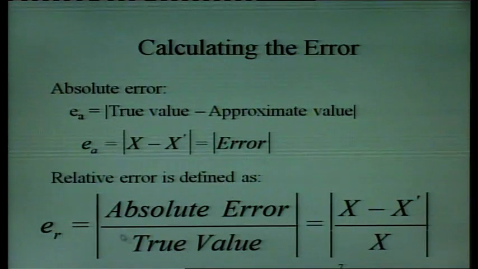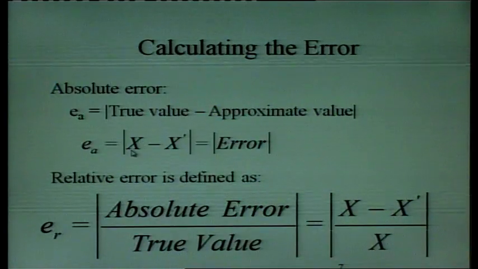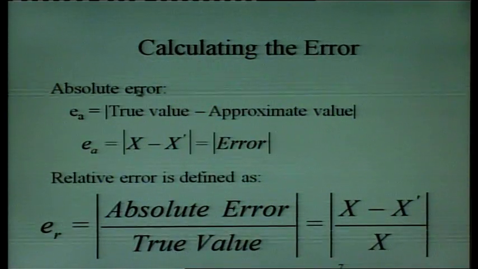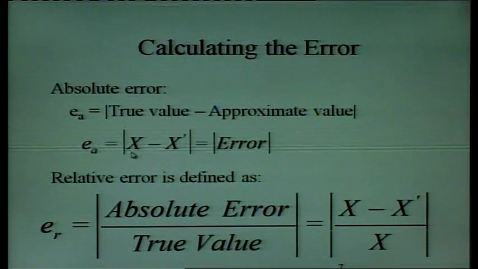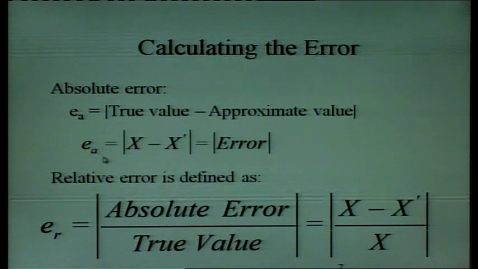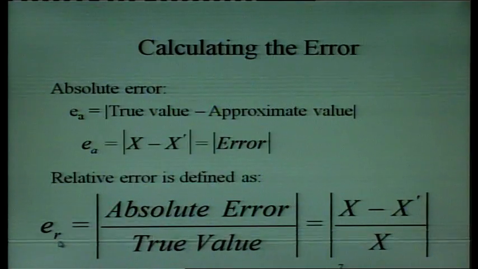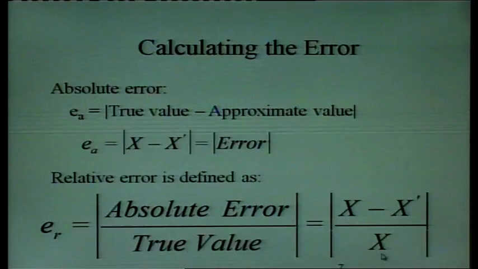One thing to note is that if we are making one measurement, then absolute error and error are the same thing. But if we are making a number of measurements, then absolute error is different for each measurement and relative error is calculated with respect to the mean error of all the measurements.